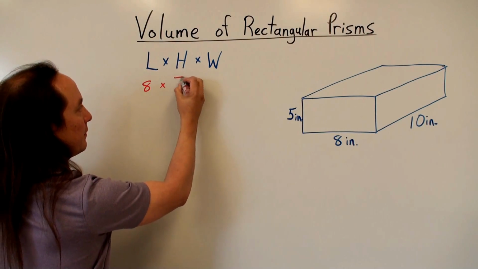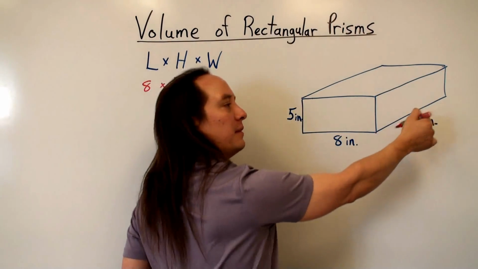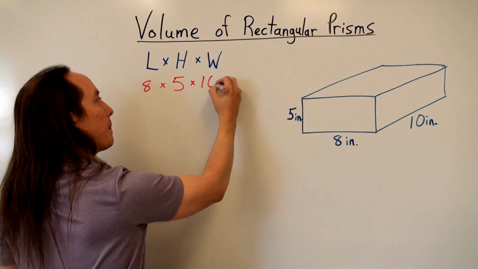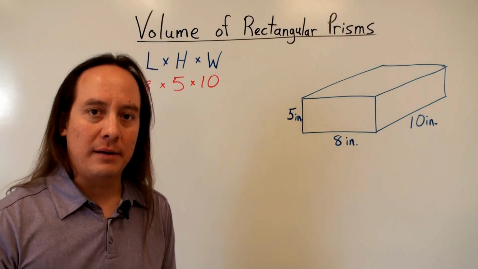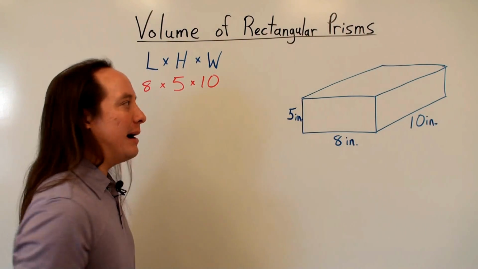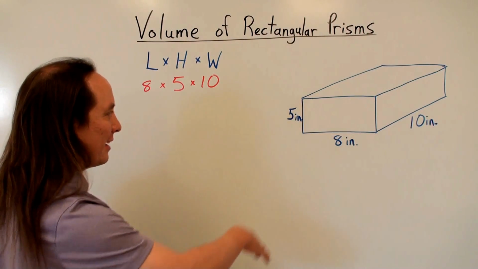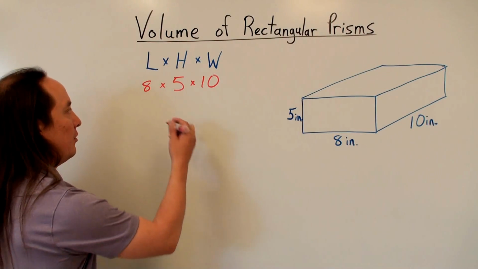The height in this case is 5, right here. And the width, we'll say that the width will be the 10, right? So we just got to multiply these 3 dimensions, and that'll give us the volume of this rectangular prism. And again, it's the box, right? The cube is a box. It's a special kind of box, but that's another kind of box. So they're all the same. It's just multiplying those 3 dimensions.